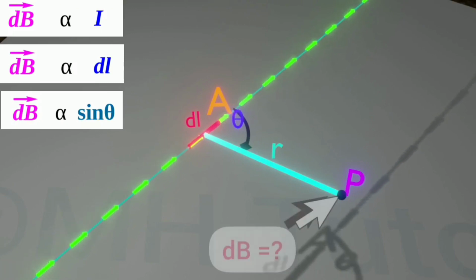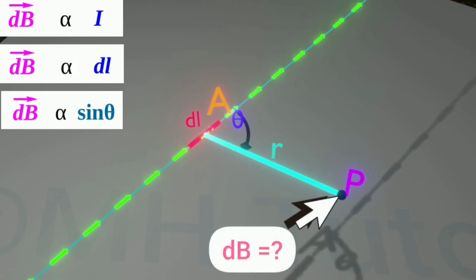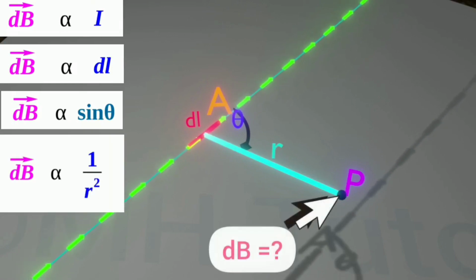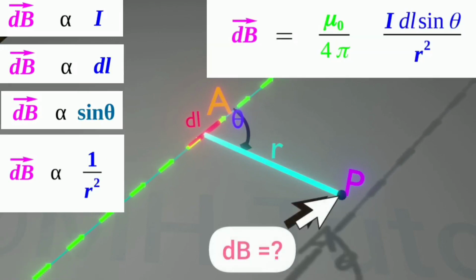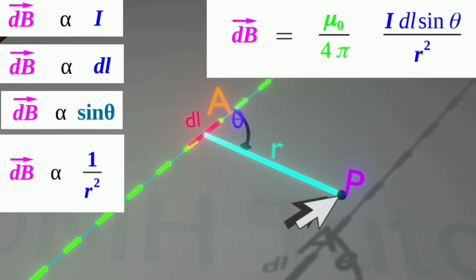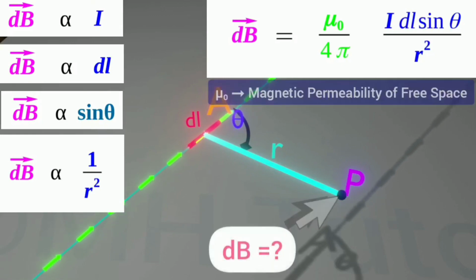r is the distance, AP. And dB is inversely proportional to the square of r. Summing up all these, we get the complete scalar form of the Biot-Savart law, which is dB equals mu0 by 4 pi into I dl sine theta by r square. Mu0 is the magnetic permeability of free space.